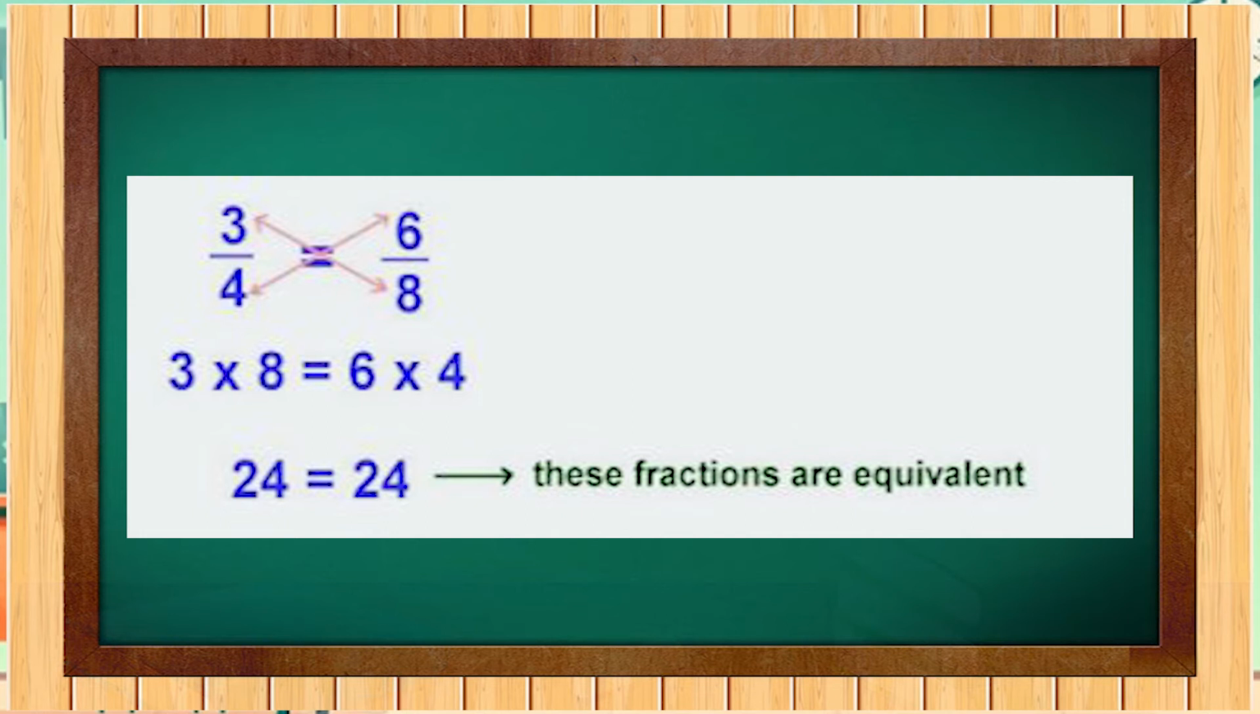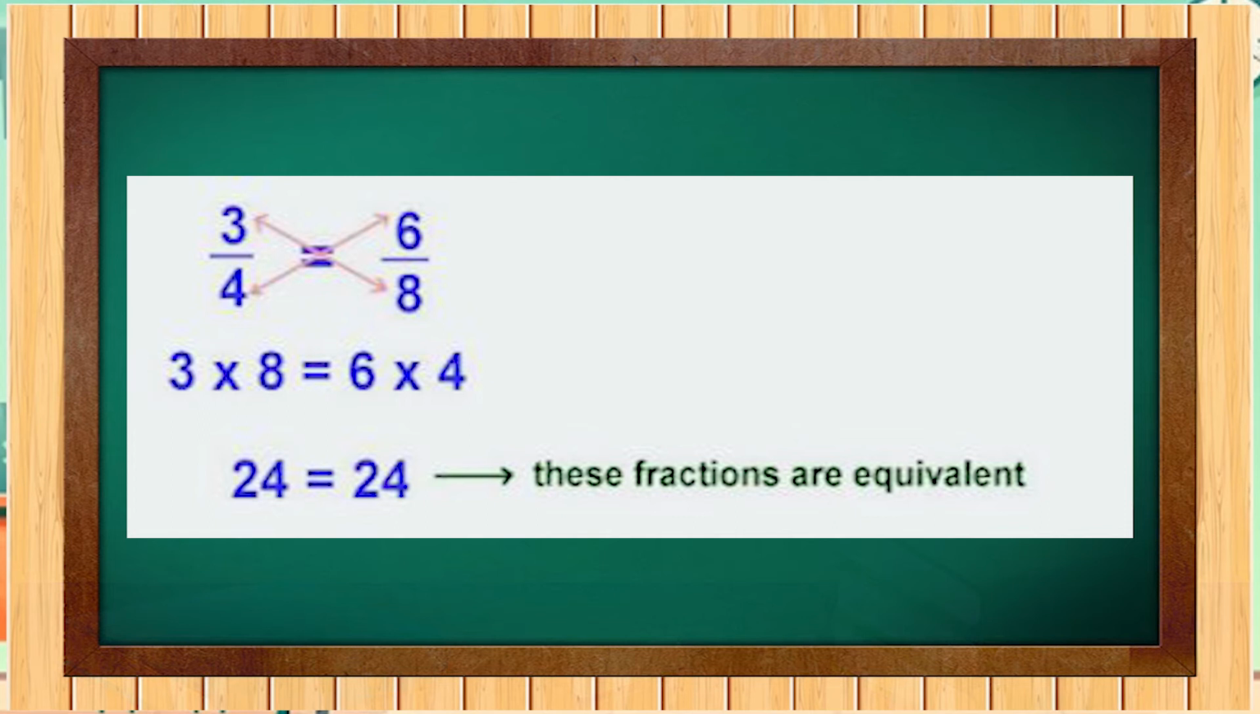The fractions that we'll be examining today are 3/4 and 6/8. So in order to verify whether these fractions are equivalent, first we must multiply the numerator of the first fraction by the denominator of the second fraction. In this case, it means 3 multiplied by 8. We're not finished there. We have to multiply the denominator of the first fraction by the numerator of the second one. In this case, it would be 4 times 6, or 6 multiplied by 4.